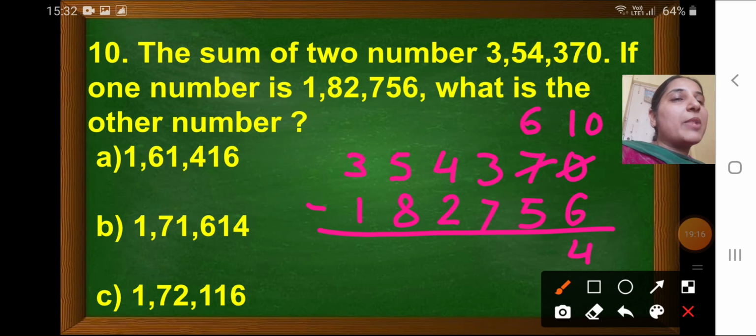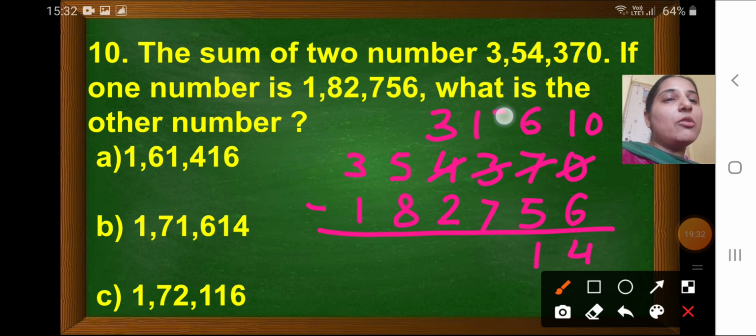Now look at the tens place. 6 minus 5, 1. Now you just see 3 minus 7 is not possible. It means we have to borrow. So when we will borrow 1 from 4, 3 will be left here, and this digit here becomes now 13. So 13 minus 7, 6. 3 minus 2, 1. Now 5 minus 8. So we have to borrow again. So when we will borrow, 2 will be left here, and here now we have 15. So 15 minus 8, 7, and 2 minus 1, 1.